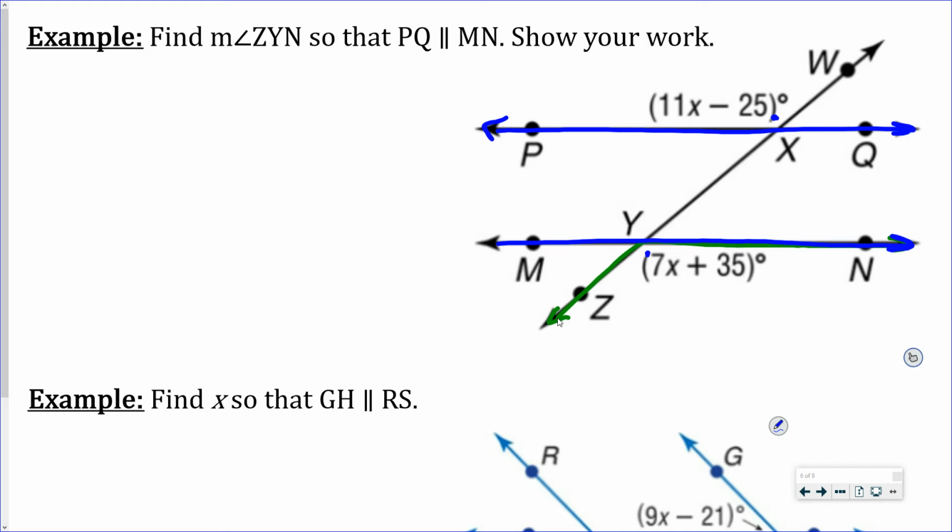What's their relationship? Alex? Why? Because 11x minus 25 is vertical to x, and x and y are... Oh, I see what you're doing. Yeah, because x is also congruent to 7x plus 35. Okay, corresponding. Yes, there's an easier way to just relate these two. Matthew, you're not wrong. Alternate exterior. They're also alternate exterior, right? But what you said was perfectly fine. She said these are vertical, so they're going to be the same. These are corresponding. That would work too. Alternate exterior are also the same.